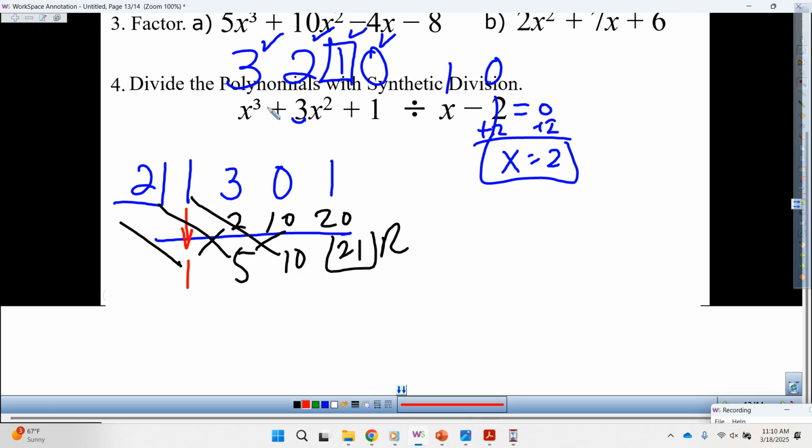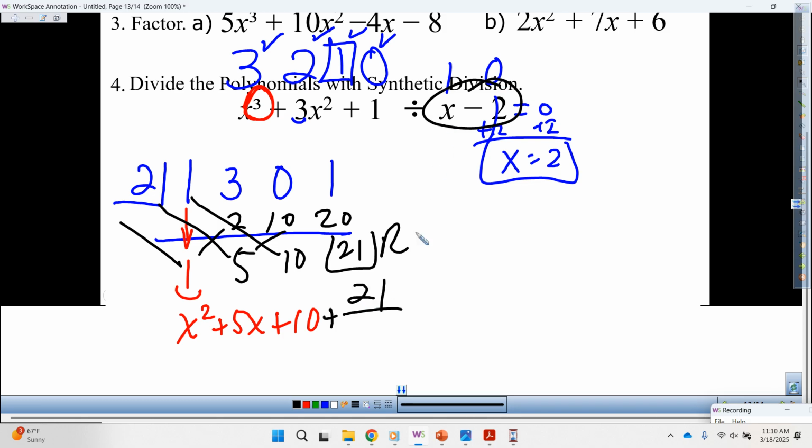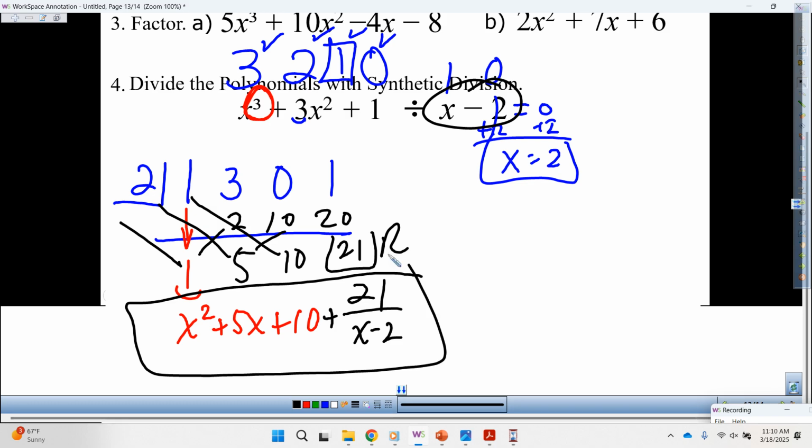So now check this out. We started with a third degree, but once you do a division, you lose a degree for all the numbers. That means that this one's no longer x cubed. That one is x squared plus 5x plus 10. We have a remainder. You make a fraction and write your original divisor on the denominator.